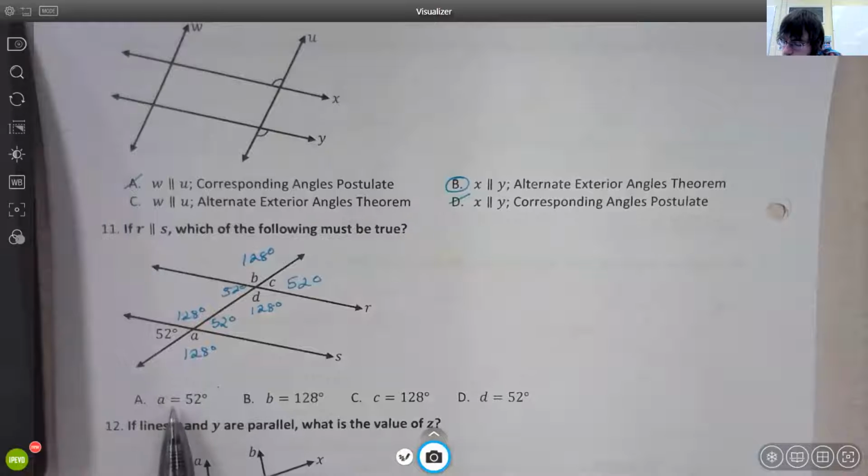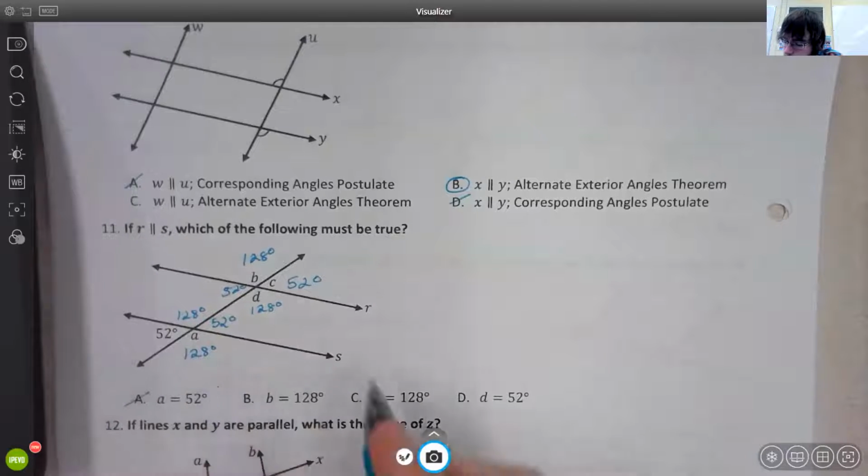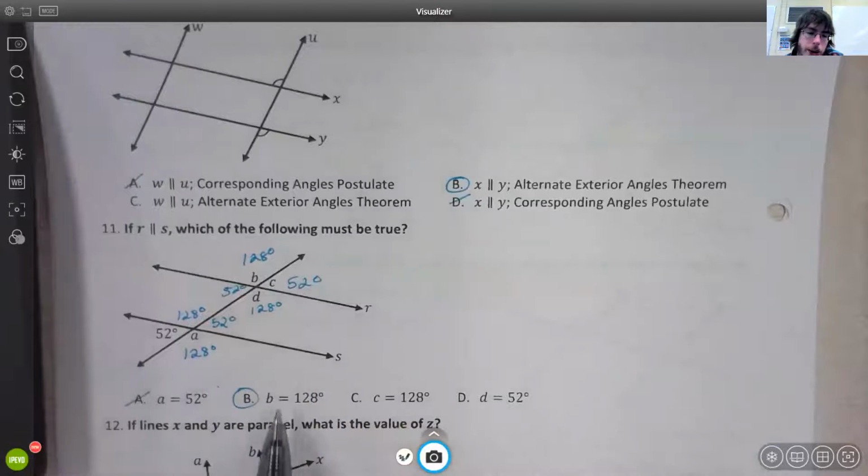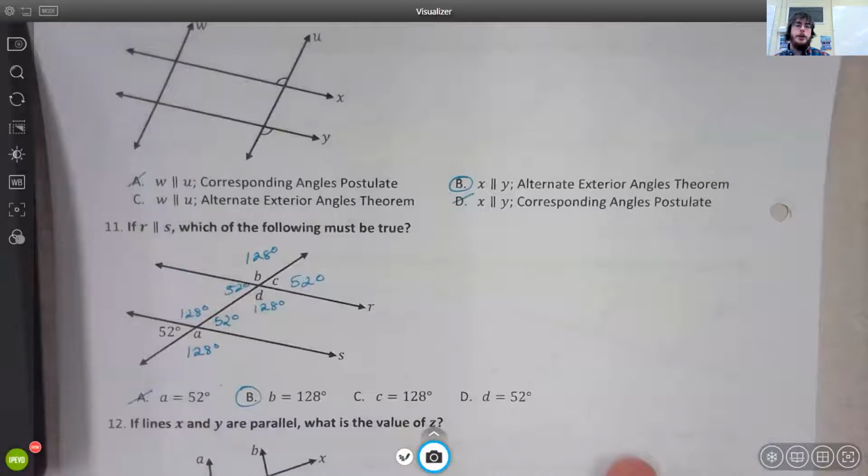So now you just see, it says A is 52, that won't work. B is 128, we wrote that, so that one's good. C is 128, D is 52. So we see that B equals 128 has to be our answer.